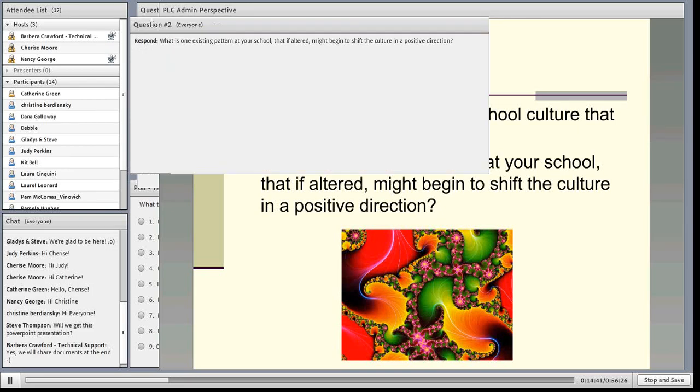So thinking about that then, what is one existing pattern at your school? And the way I'll frame this is that as you think about patterns, it doesn't have to be something big and enormous. Sometimes a small push or shift in a pattern can result in much larger changes than you think that it might. So what's an existing pattern in your school that maybe if altered might begin to shift that culture in the direction that you were talking about in question 1? Please type your responses.